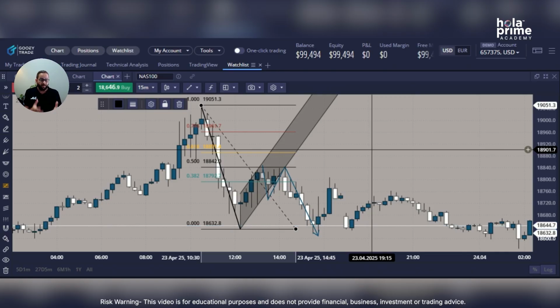Right, so hopefully that helped you out. Take these tips and tricks to heart, and hopefully the next time you spot it, it will help you to trade it properly, whether you're using an aggressive or a more conservative entry method.